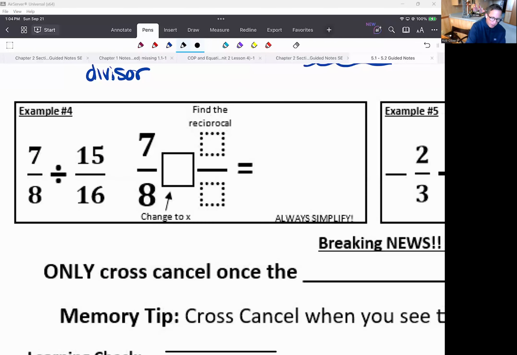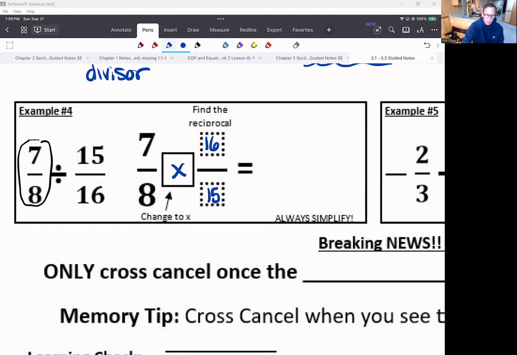So you keep the first fraction as it is, 7/8, right? We change division into multiplication, all right? And then we flip the second fraction. So we have 15/16, now that turns into 16/15.